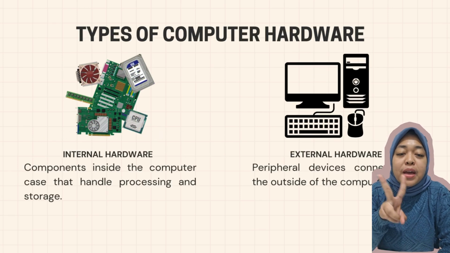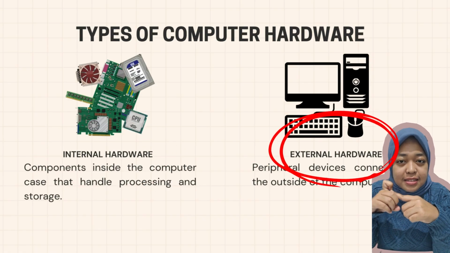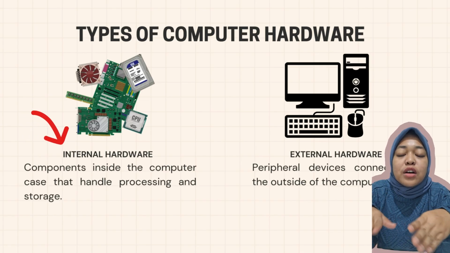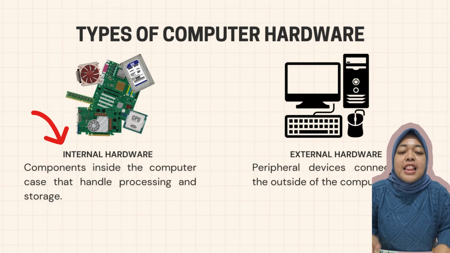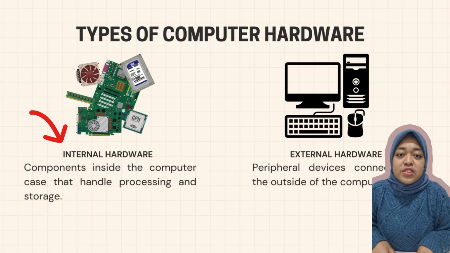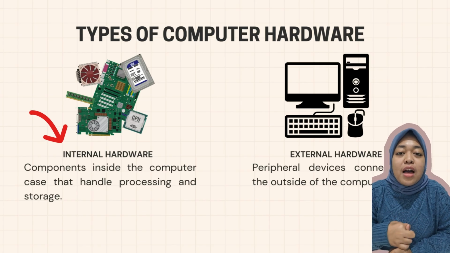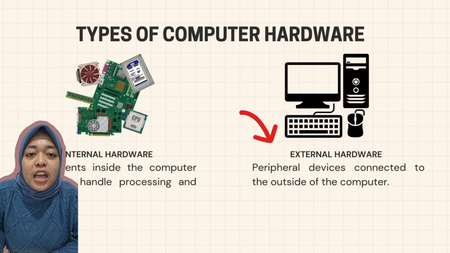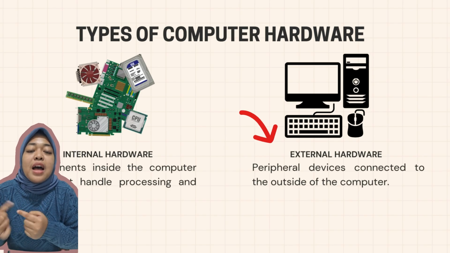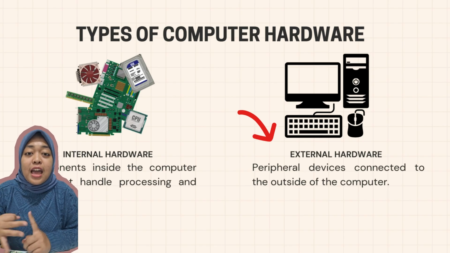There are two main types of computer hardware: internal hardware and external hardware. Internal hardware includes the parts that are found inside the computer case. Those components are responsible for things like processing and storage. Some examples are the CPU, motherboard, RAM, and hard drive. Meanwhile, external hardware includes devices that are connected outside the computer. They help us interact with the system. For example, the monitor, keyboard, and mouse.